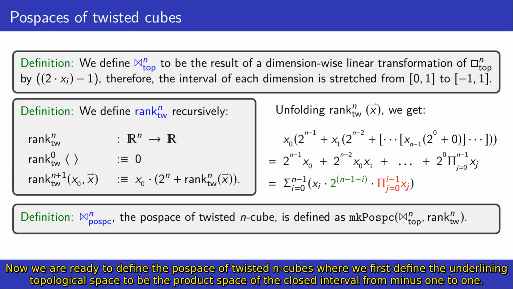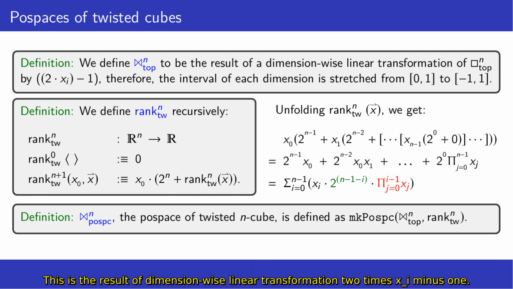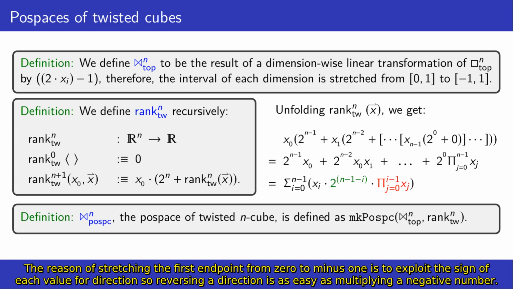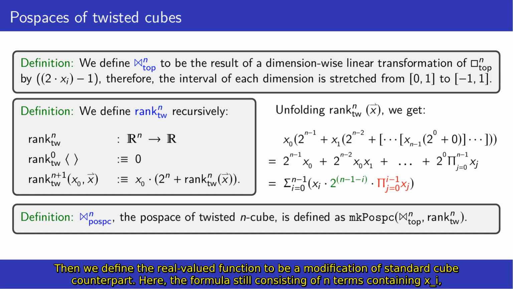Now, we are ready to define the postspace of twisted n cube, where we first define the underlying topological space to be the product space of closed interval from -1 to 1. This is the result of dimension-wise linear transformation 2 times xi minus 1. The reason for stretching the first endpoint from 0 to -1 is to exploit the sign of each value for direction. So reversing a direction is as easy as multiplying a negative number.